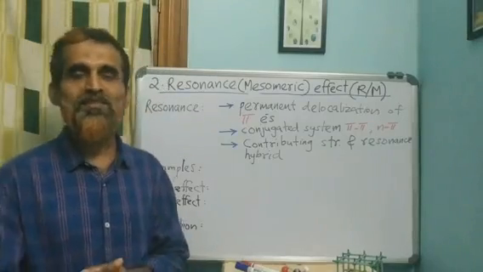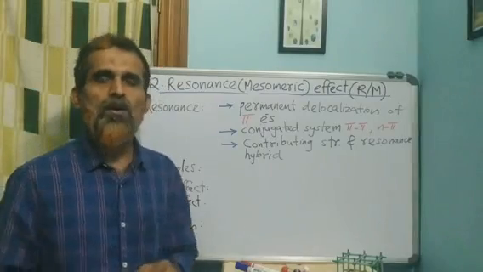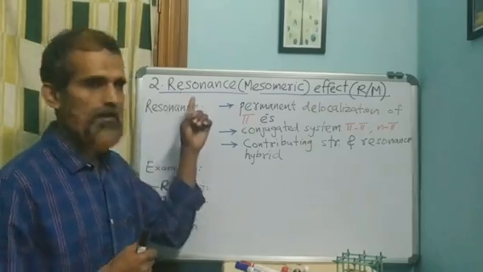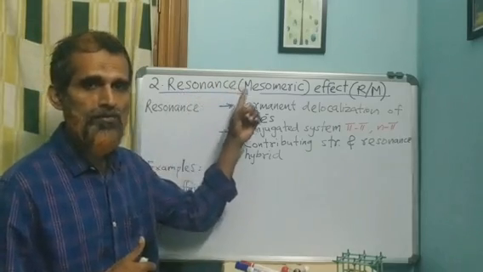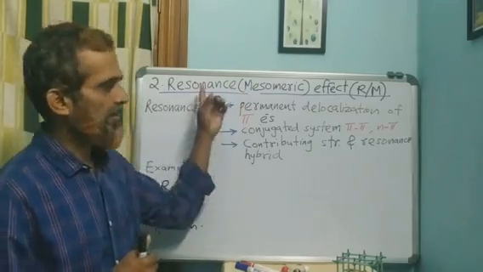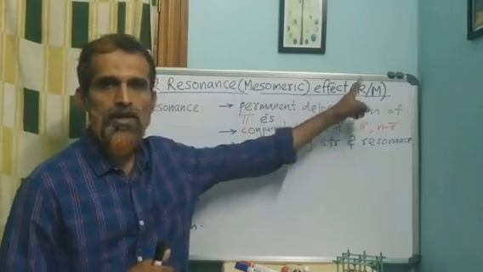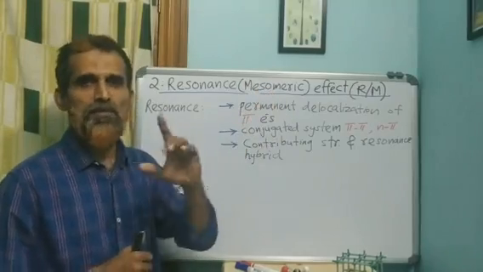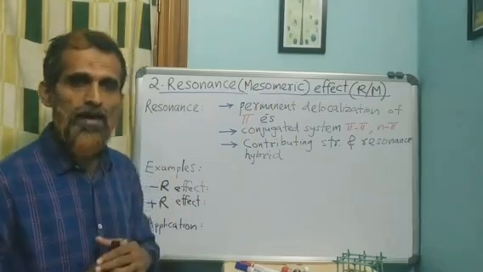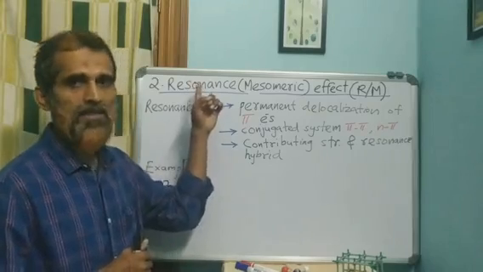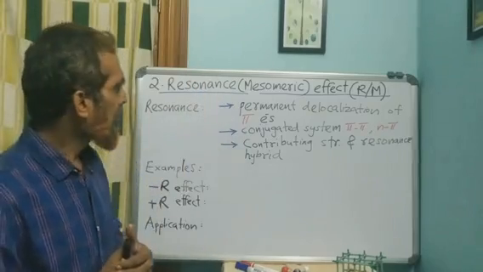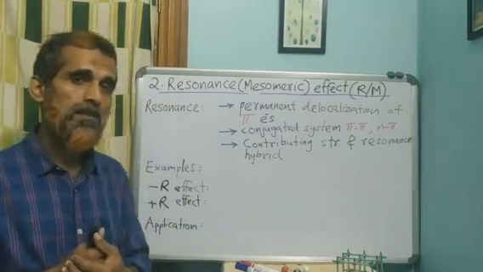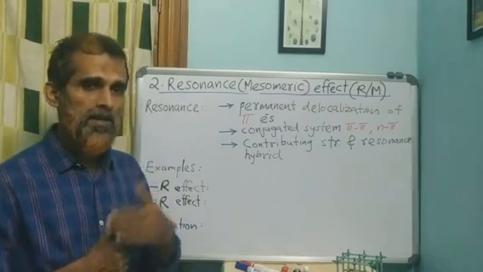Good morning, dear students. Today we discuss the second electron displacement effect, what is called resonance or mesomeric effect, abbreviated as R effect or M effect. Mesomeric effect, mesomerism is the former name and the modern name is resonance effect. Okay. The concept of resonance might be familiar to you.